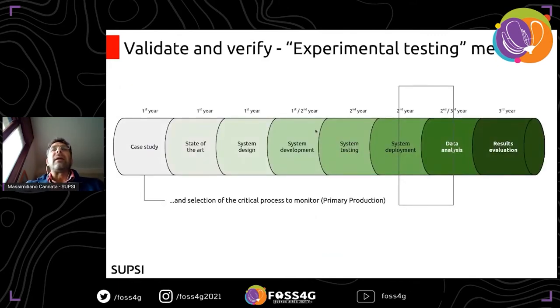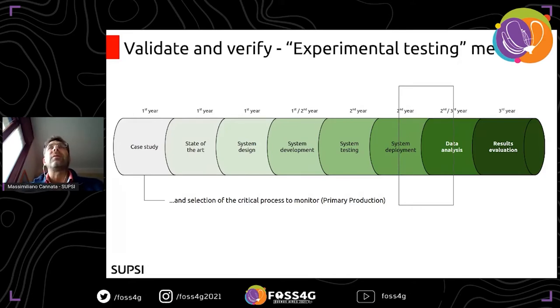The project applied an experimental testing method, so it's quite straightforward. We designate a case study, we elaborate the state of the art, we design a solution, we develop the solution, and then we make some preliminary testing of the solution, deploy in the field, then start to analyze what we can get from this solution and finally evaluate the results. Now we are in the stage you can see in the box, at the end of the second year and beginning of the third year of the project.